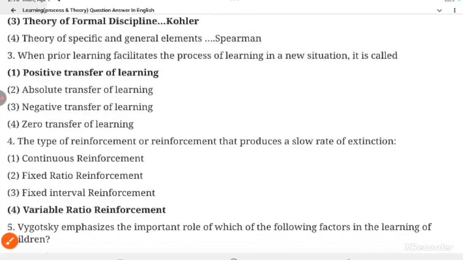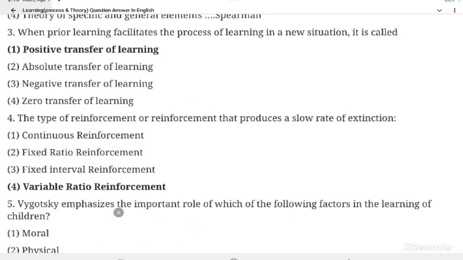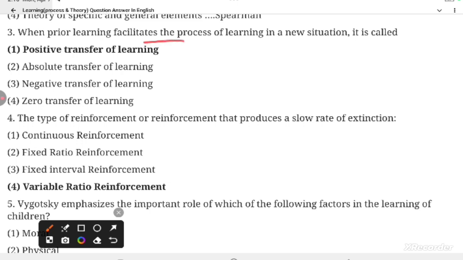Question 3. When prior learning facilitates the process of learning in a new situation, it is called positive transfer of learning.